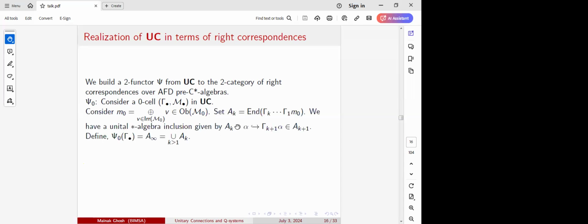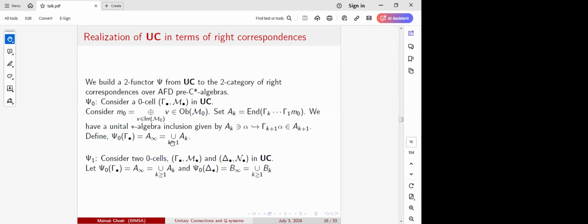Okay, now take A k to be the endomorphism of gamma k up to gamma 1 m0. And we have canonical inclusions of A k inside A k plus 1. Using these inclusions, we define psi 0 of the zero cell gamma dot to be A infinity, which is defined as the union of the A k's. And now we have to define psi on the one cells. Suppose we have two zero cells, gamma and delta. First we apply psi on these two zero cells and obtain A infinity and B infinity. And say lambda dot is a one cell from gamma to delta. So we have to define psi 1 of lambda dot.